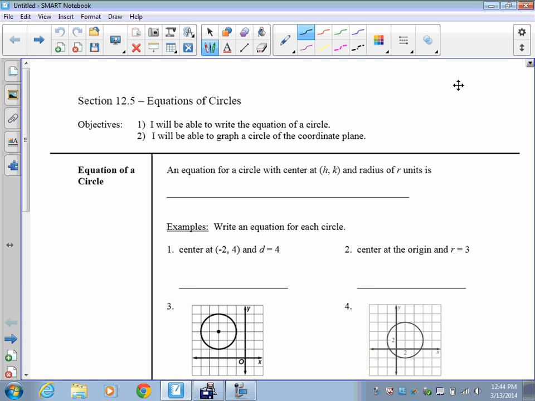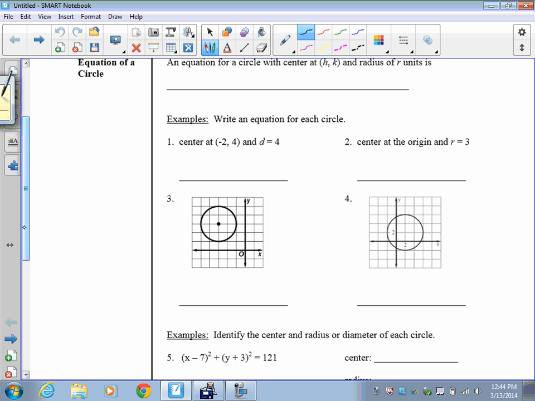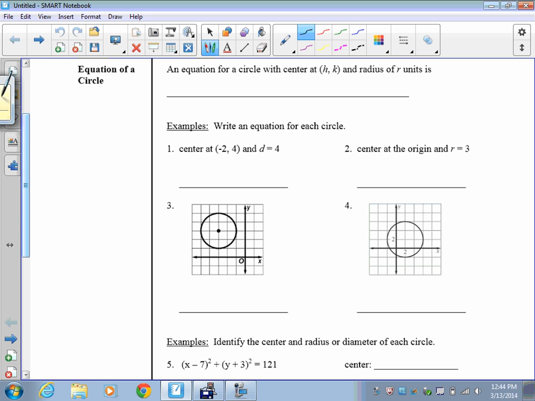So the objectives are: I will be able to write the equation of a circle. I'll be able to graph a circle on the coordinate plane. So the first thing we need to know is what the equation of a circle is. There's going to be a lot of letters here, but it's actually not that complicated. I think it's going to make more sense whenever we plug it in and use some examples.